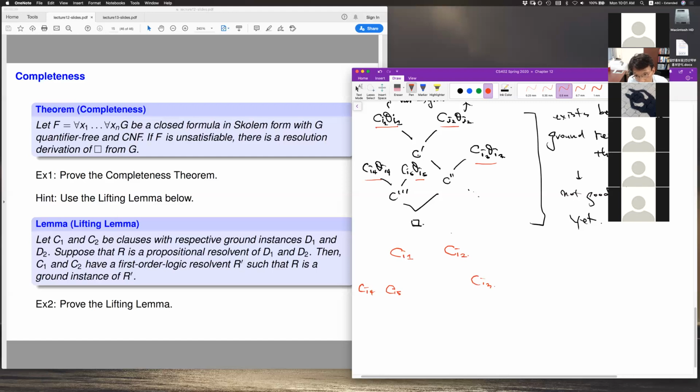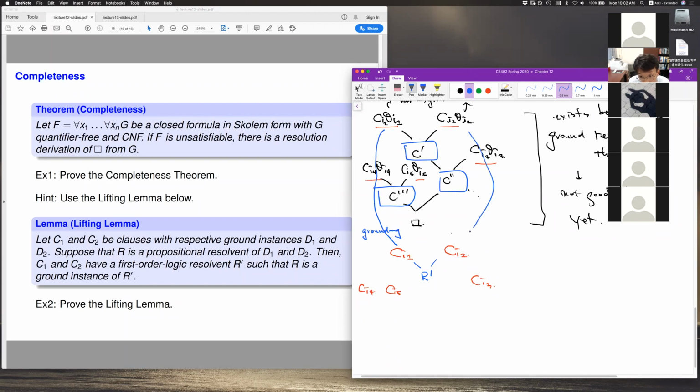Now the difficult part is that we want to lift these intermediate nodes in such a way that we have a corresponding first order resolvent from Ci1 and Ci2 and so on. How should we do it? That's the place where we can use this lifting lemma. The lifting lemma says, if we have Ci1 θ1, which is a ground instantiation of the clause Ci1, and Ci2 θ2, which is another grounding of Ci2, and we compute the resolvent using these grounded instances, then there is a first order resolvent R prime such that C prime is a grounding of R prime. So the grounding relationship is satisfied.